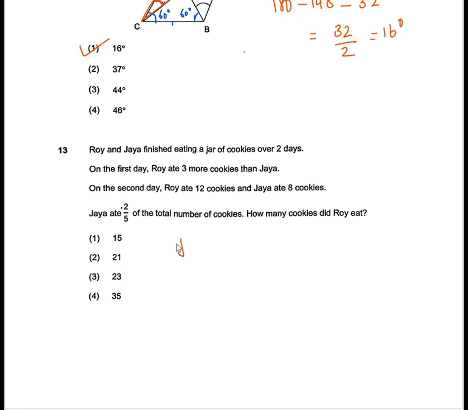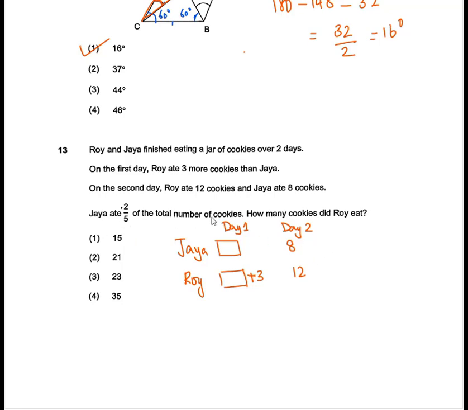So let's draw a model for Jaya first. Jaya ate, let's say, some amount of cookies. Then Roy ate whatever Jaya ate plus 3 more cookies. Now, this is day 1, right? And day 2, Roy ate 12 cookies and Jaya ate 8 cookies, which is given straight.